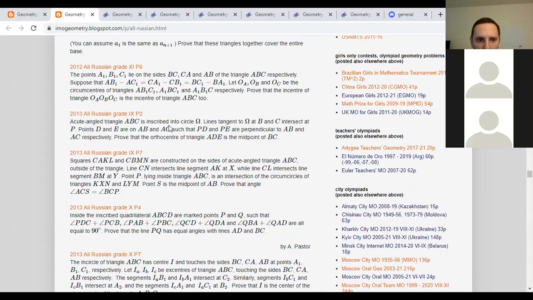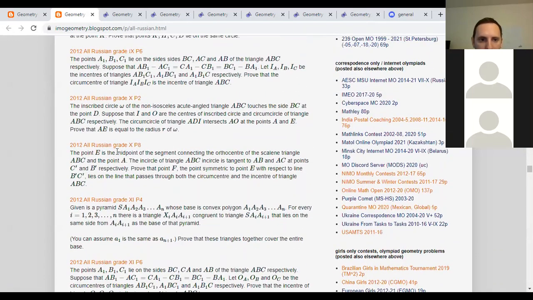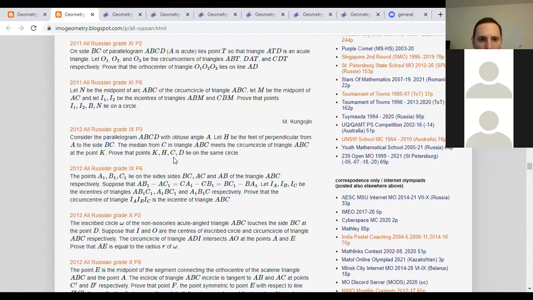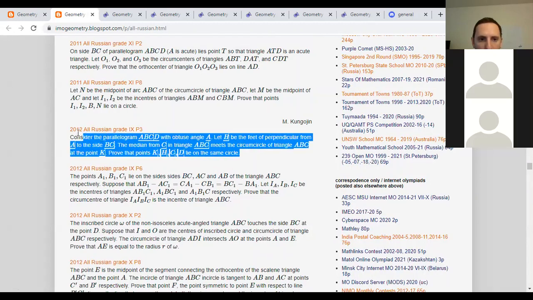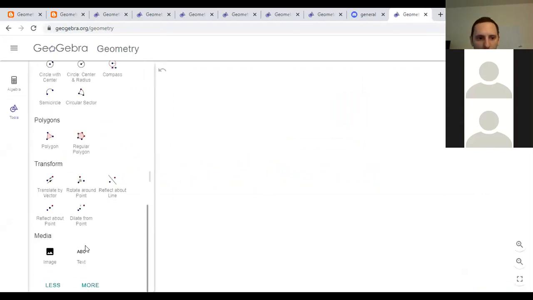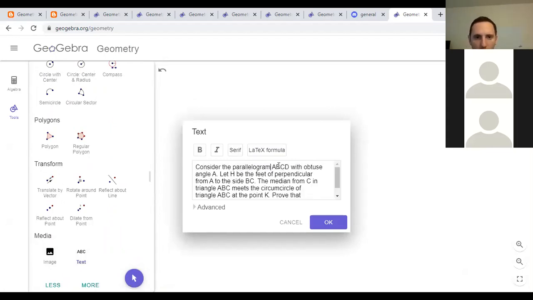This one looks like it might not be too hard. This one looks maybe too easy. Let me see if I can find something interesting. Oh, we just did this one. We did this one earlier. This one might be easy, but I'll just do it for now. All right. Let's see what year it is, 2012.